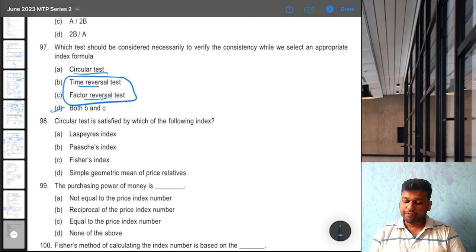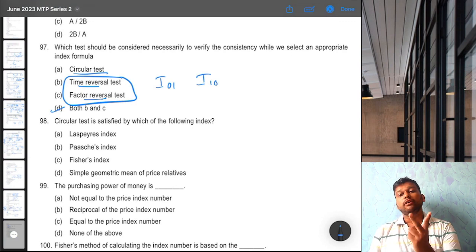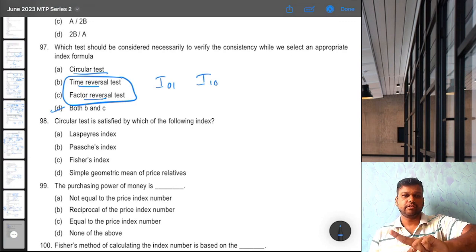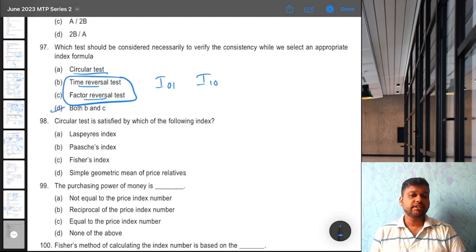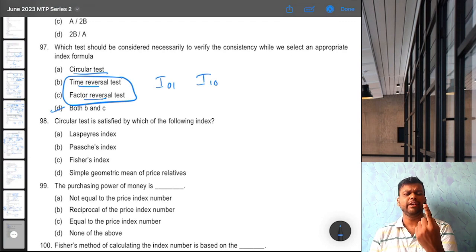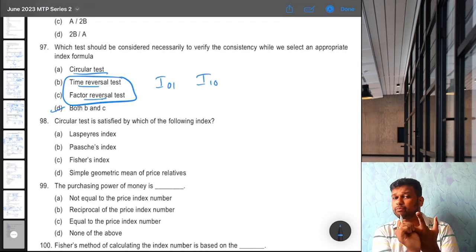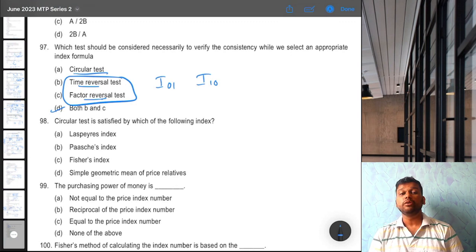Why? Because if you are calculating index number of year 0 to 1, taking year 0 as base or year 1 as base, they have to be opposite of each other, right? And factor reversal test is what? When you calculate price index, and for the same thing when you take quantity index, it has to match with the value index. So these are the basic tests which the index number has to follow, otherwise that index number will not have much real application. Okay, so B and C is the correct answer.